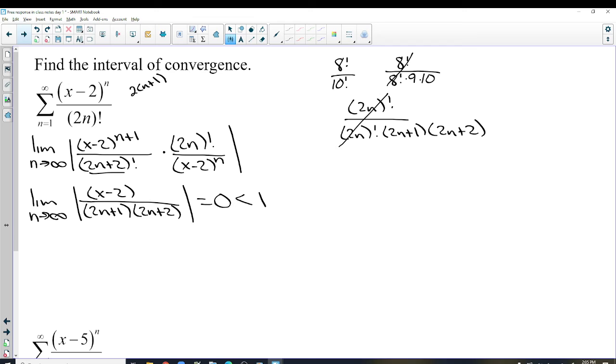That's always less than 1. So the interval of convergence is negative infinity to infinity. And earlier I said we always check the endpoints. Well, this is the exception. We don't check infinity. That's it.